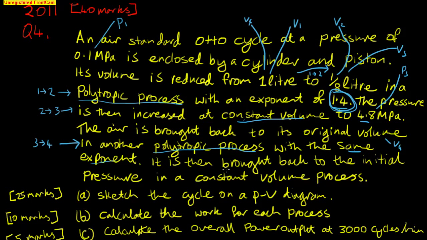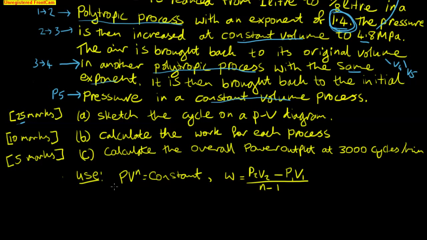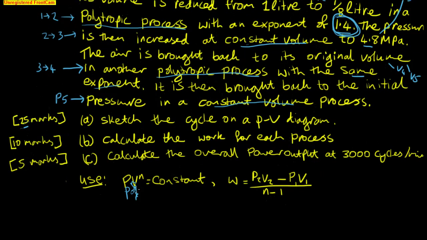It is then brought back to its initial pressure at a constant volume process. So that's pressure 5, its initial volume, and constant pressure, which is the same as the first pressure. So volume 5 is equal to 1 litre, and its pressure is the original pressure, which is 0.1 megapascals.